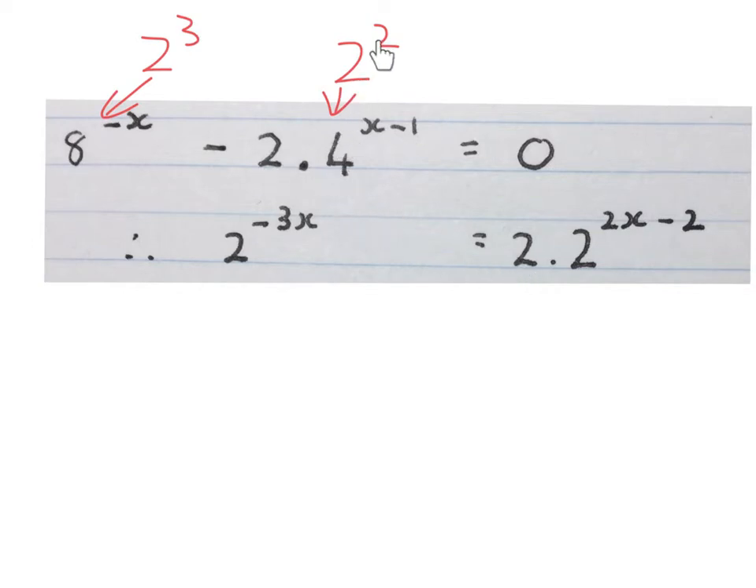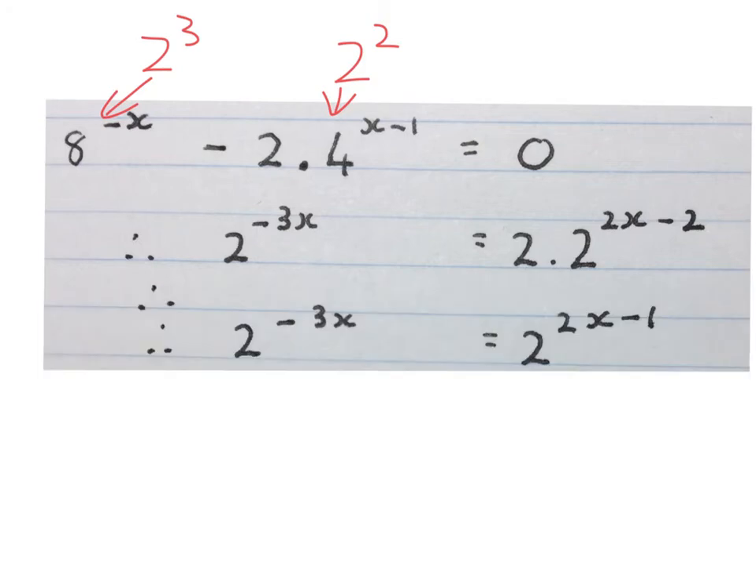That 4 we can make 2 to the power of 2, or 2 squared. We can multiply that 2 with that x and that minus 1. So this is what the equation looks like now. Because we are multiplying and the bases are the same, we add the exponents. We get 2 to the power of minus 3x equals 2 to the power of 2x minus 1. That 1 minus 2 is minus 1.